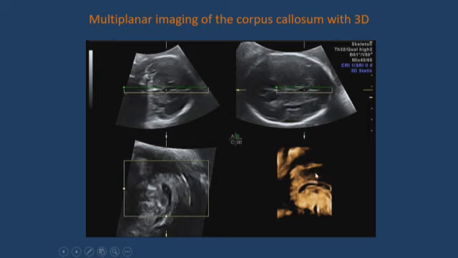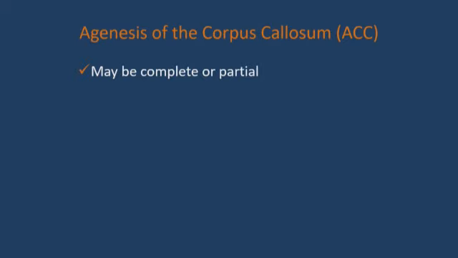So if you're having a hard time looking at the corpus callosum, most machines have 3D on them. You can do that sweep, but just put your dot right in the center of the cavum septum. So why is it important to look at the corpus callosum? Well, because agenesis of the corpus callosum can really impact this child's life.